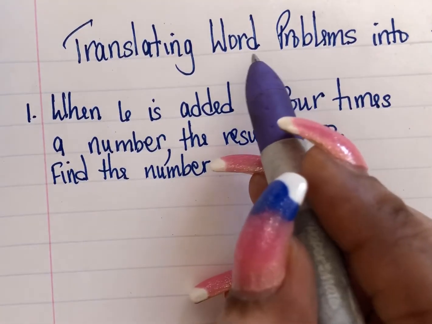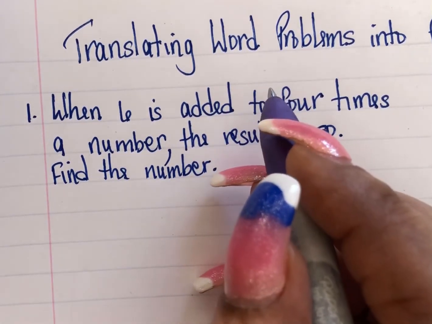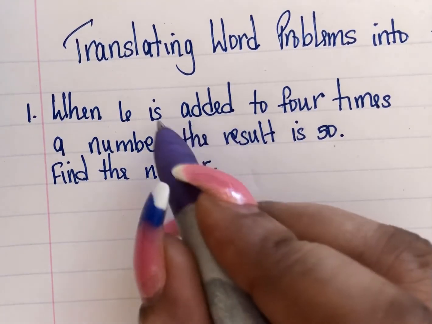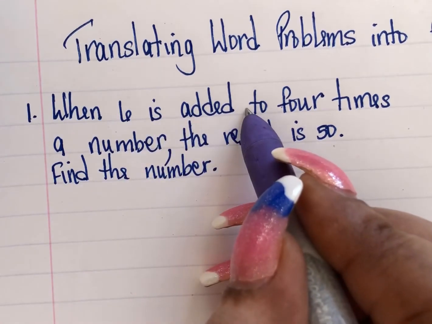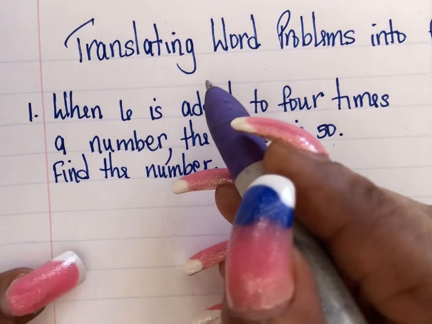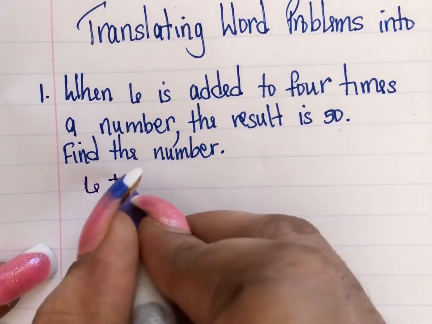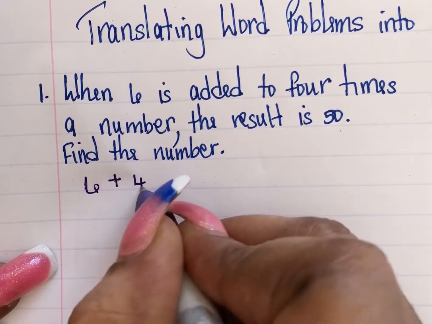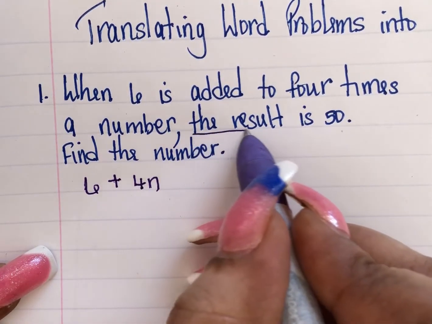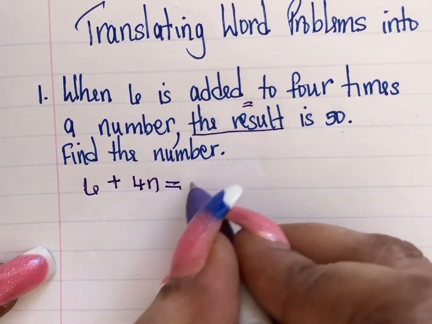Hello, in this video I am going to focus on translating word problems into equations, and we are going to look at 3 questions. Here is the first question. When 6 is added to 4 times a number, the result means it's equal to 50.